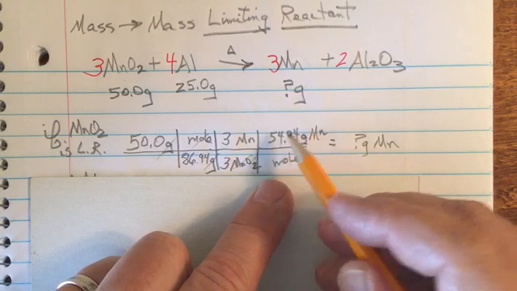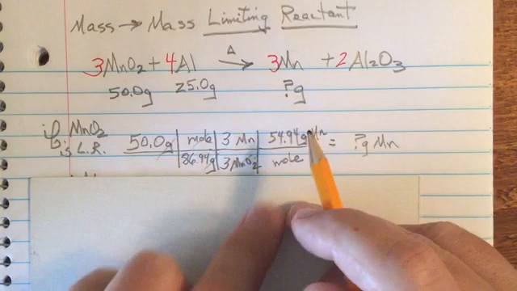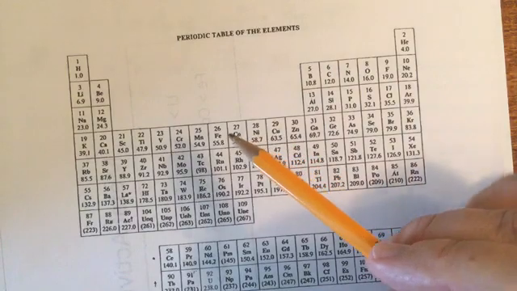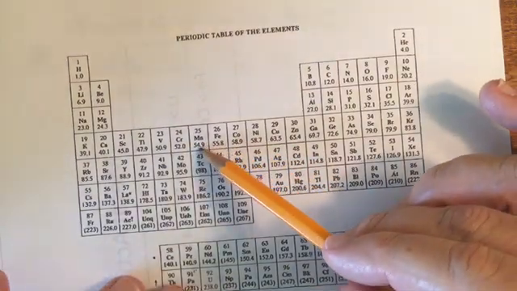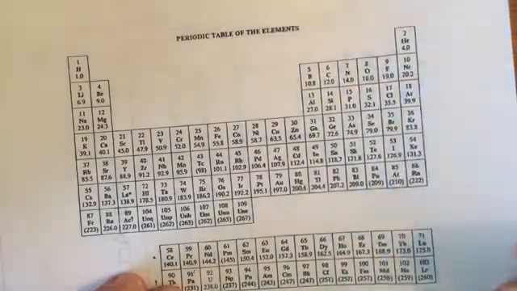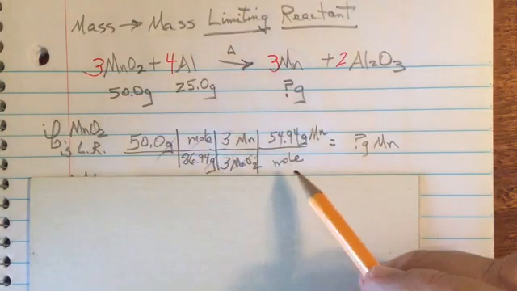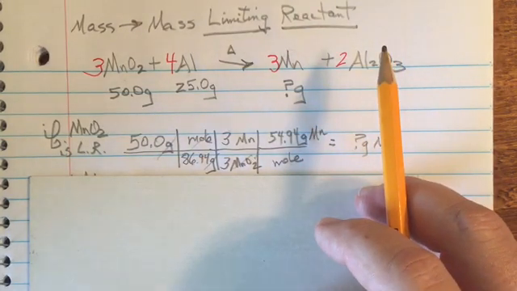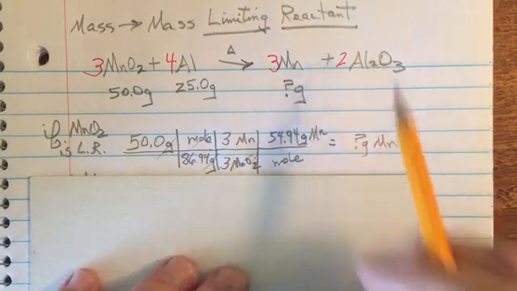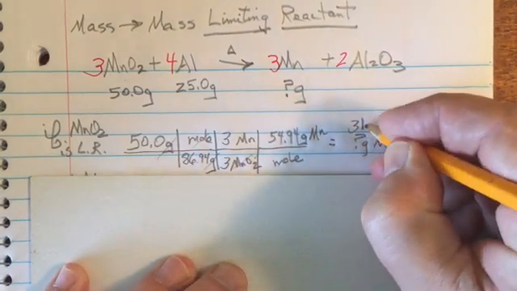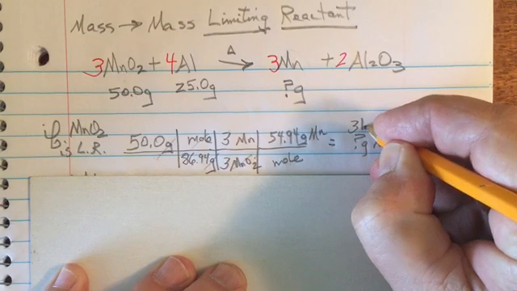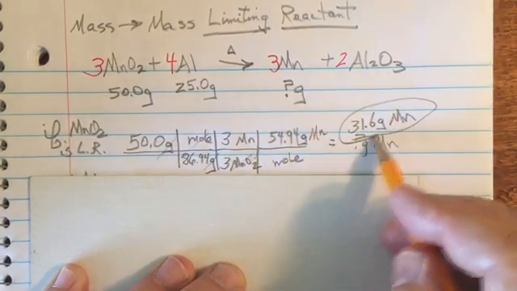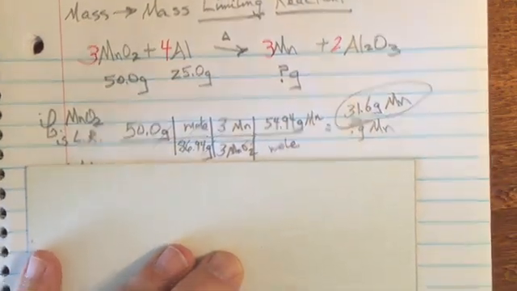That's if I'm using a periodic table that has 4 significant figures. The one that you would get on exams, or have been getting on exams, has the mass of manganese as 54.9 to 3 significant figures. That's okay to use this one as well. When I do that, I get an answer of 31.6 grams of manganese. All right, I'm going to put a circle around that for now, and then go to my second possibility.